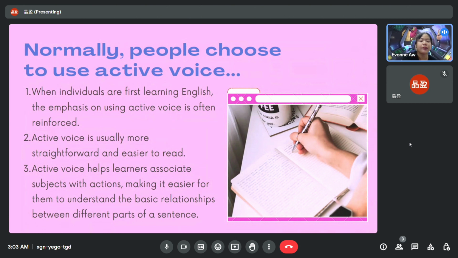Now, as we all know, normally people choose to use active voice. But why? Here are some of the reasons. Firstly, when individuals are first learning English, the emphasis of using active voice is often reinforced. Secondly, active voice is usually more straightforward and easier to read. Thirdly, active voice helps learners associate subjects with actions, making it easier for them to understand the basic relationship between different parts of a sentence.